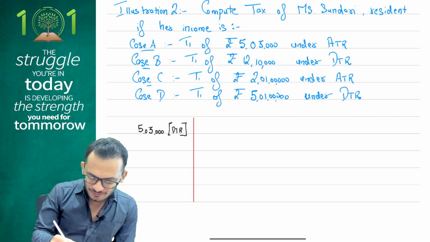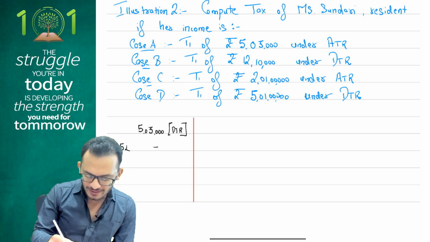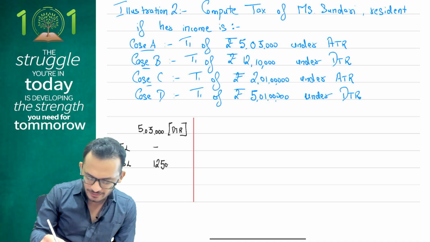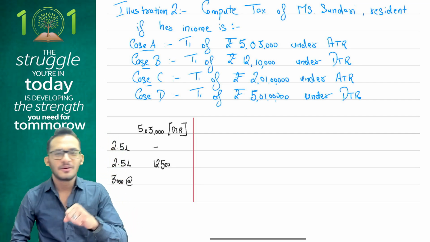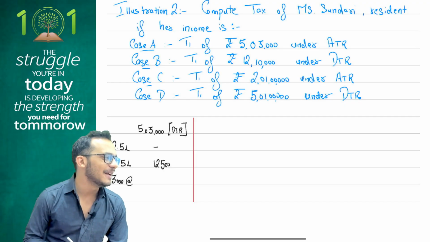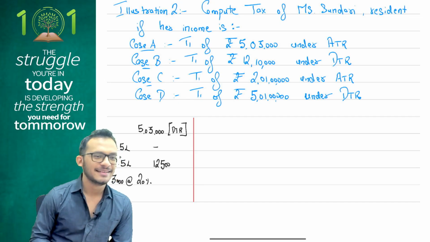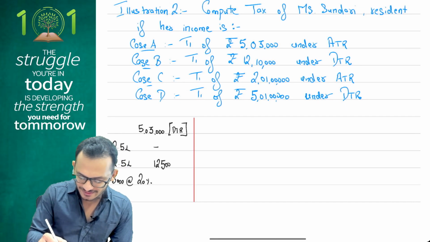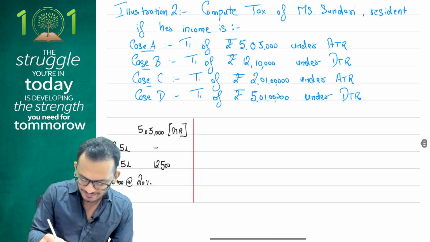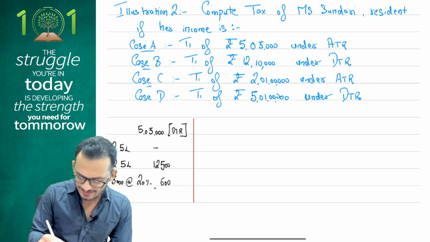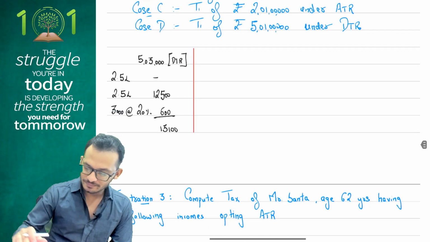Let's go, people. For the first 2.5 lakhs the tax is 0. For 2.5 to 5 lakhs, which is the incremental 2.5 lakhs, the tax is 12,500. The balance is 3,000. On 3,000, who said 10%? On 3,000 it is 20%. Number is 600. The number becomes 13,100. Adding cess on the number.